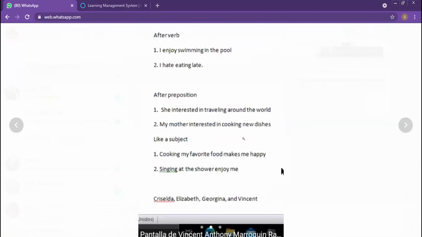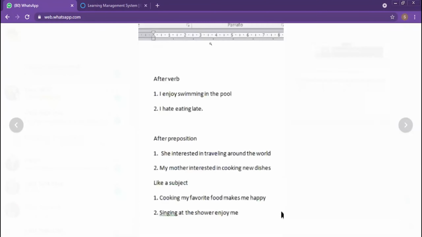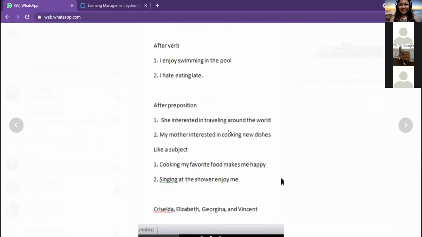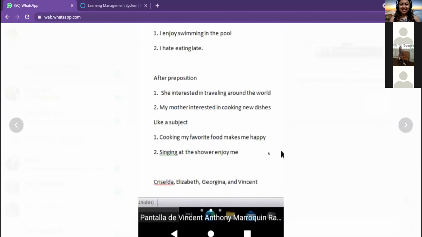I enjoy swimming in the pool. I hate eating later. Later, right? Me too. I agree with you. After preposition, she is interested in traveling around the world. My mother is interested in cooking new dishes. Cooking my favorite food made me happy. Singing in the shower enjoying me.